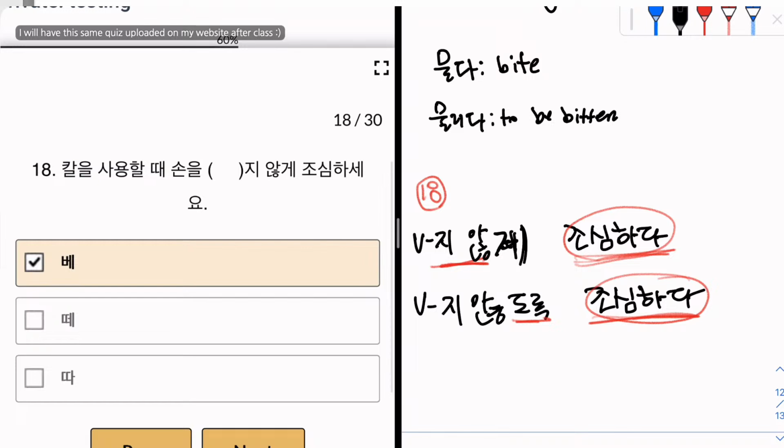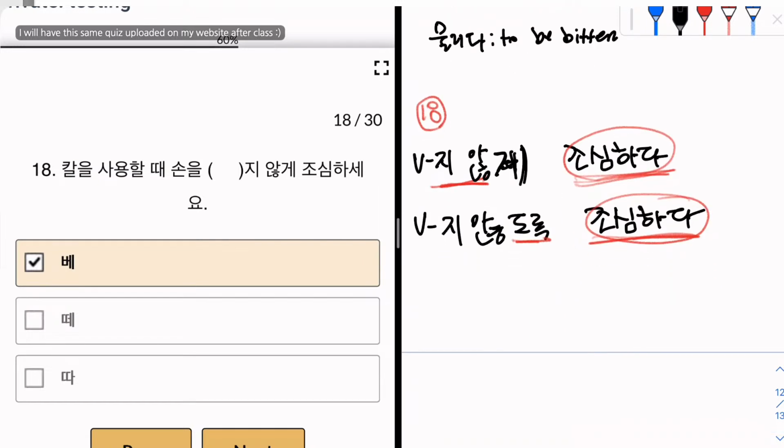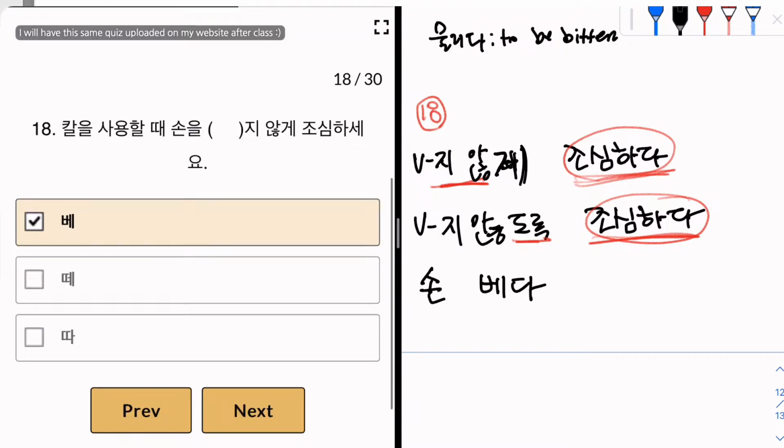So you can say 손을 베다. When you say you cut your finger, you can use this verb 베다. You cannot use the verb 자르다. If you say 손을 자르다, it sounds really violent. I don't even want to explain, guys. So 손을 베다 would be the correct one for to cut your finger by accident. 손을 베지 않게 조심하세요.